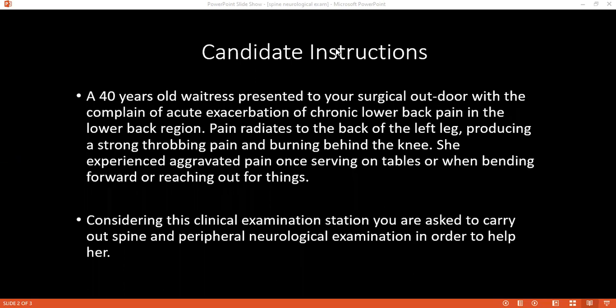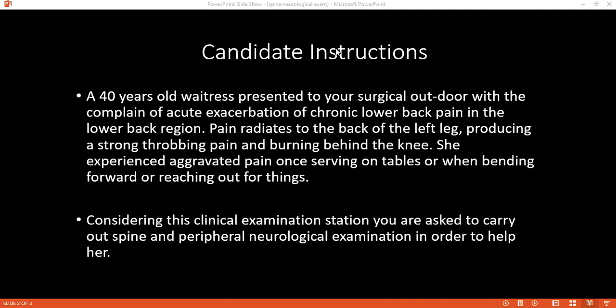Present your case now. Today I have examined a 40-year-old female, a waitress, who presented with pain in the lower limb which was aggravated on bending forward. She has a positive SLR on the left side, decreased sensation in the S1 dermatome on the first web space, and weakness of EHL.